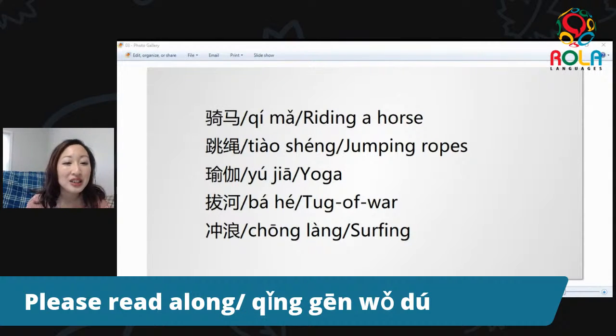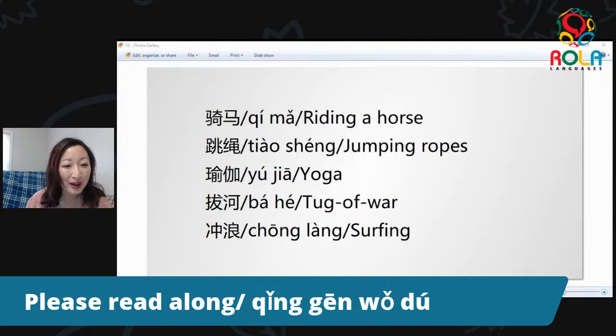And next up we have 跳绳. 跳 is the verb in here. It means to jump. So 跳绳 is to jump rope. Next one we have 瑜伽. 瑜伽 means yoga. This one is actually, I think, originally from the English word yoga, and then we found two similarly pronounced Chinese characters to represent it. So 瑜伽 is yoga.